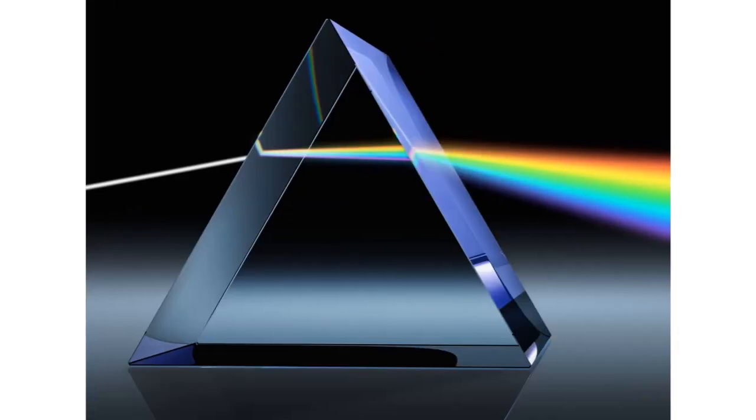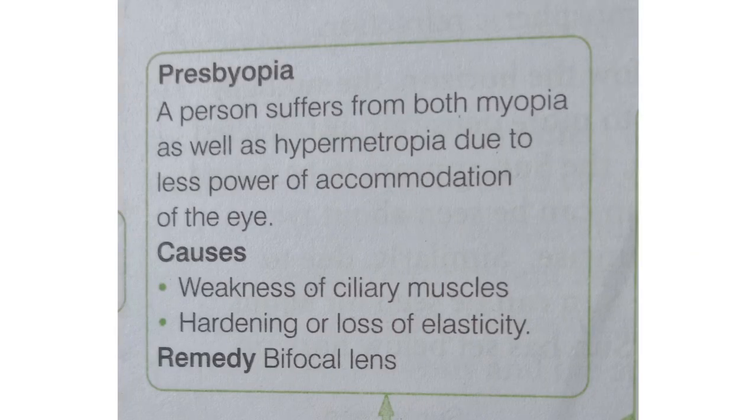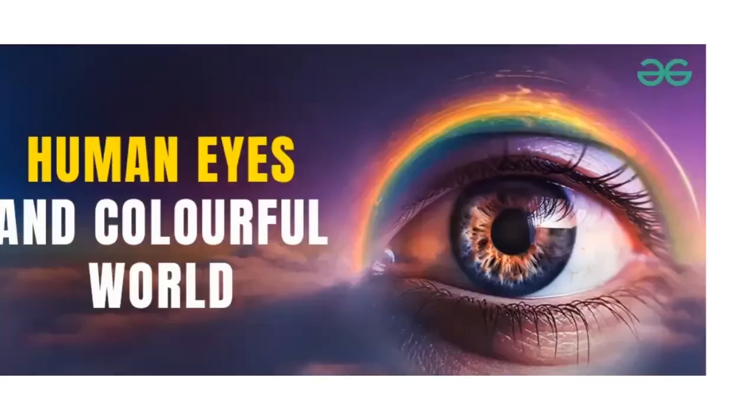Now let's move to the next part. Before it I will give you the answer of the formation of image in the eye. What exactly happens? Let me just explain you once. Let us discuss the function of the human eye, meaning the formation of image in the human eye.